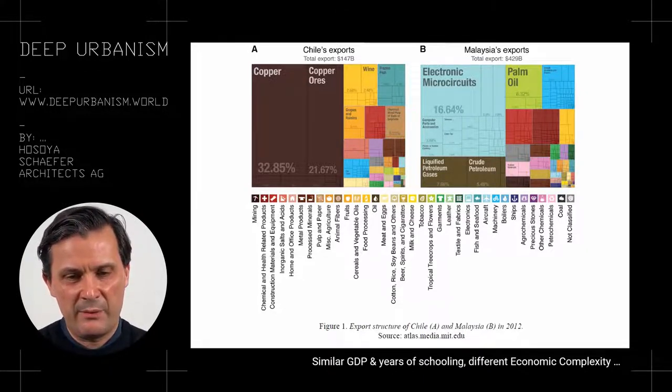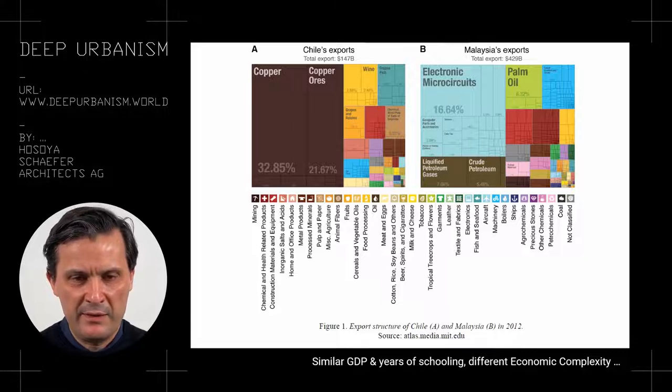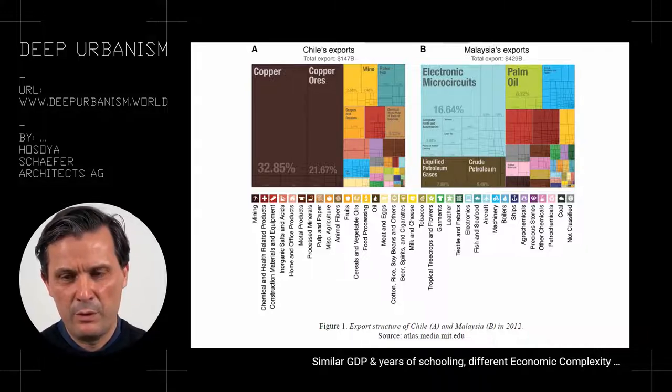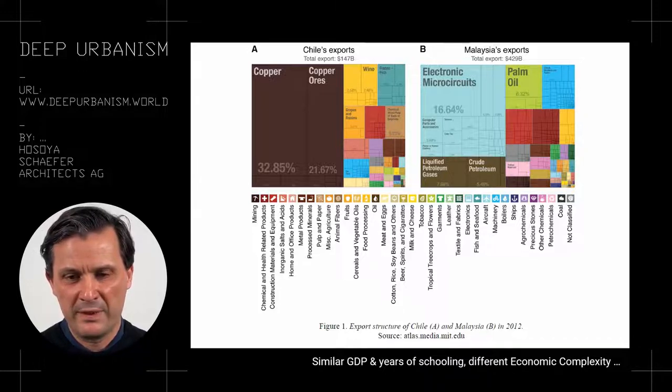And what he sees is interesting in a sense that when you characterize a national economy with the GDP, for example, here the example of Chile versus Malaysia, then two countries might look extremely similar. So the GDP of Chile and the GDP of Malaysia are almost exactly the same. They have similar amounts of education. They are actually in many ways very similar countries. However, Chile's economy and GDP is very much based on resource extraction and exporting raw materials, mainly copper, versus Malaysia, whose export is dominated by industrial products, for example, here specifically electronic microcircuits.